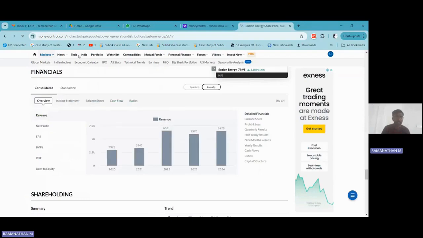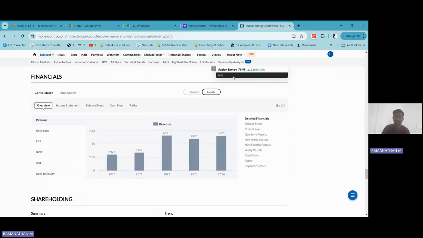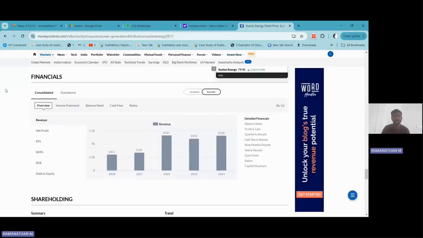You can type Moneycontrol, and on Moneycontrol you can choose any company. I have chosen Suzlon Energy here. It's a public company, known as an energy company. Fine, Suzlon Energy. Now its share price is 79.95.